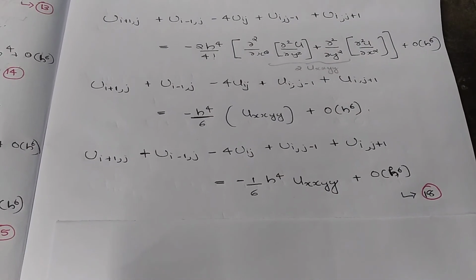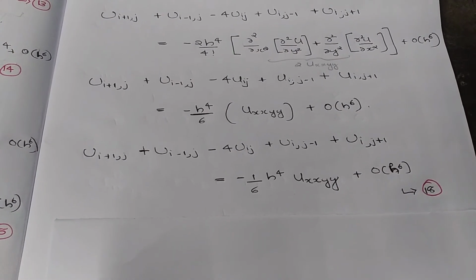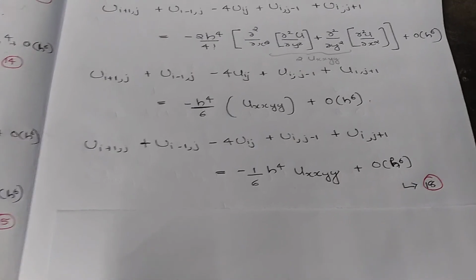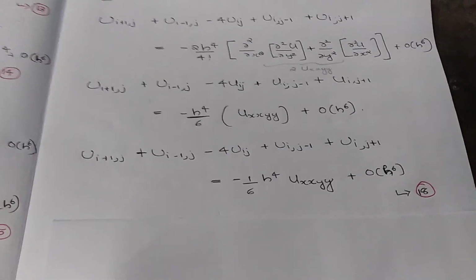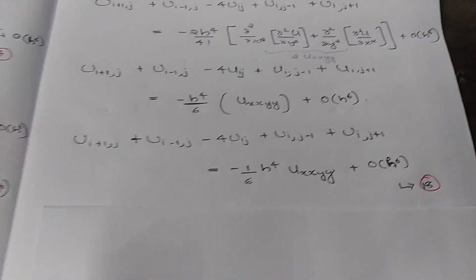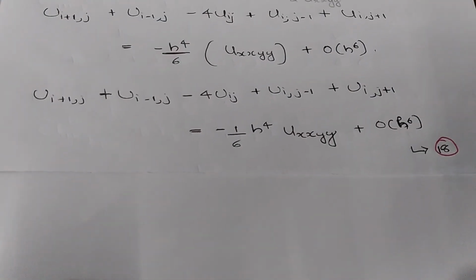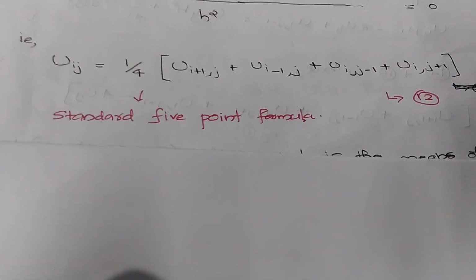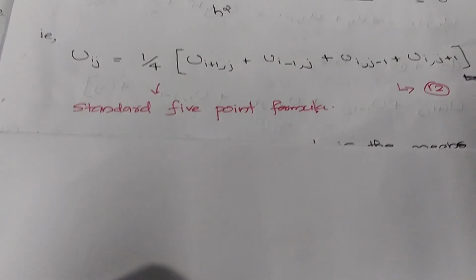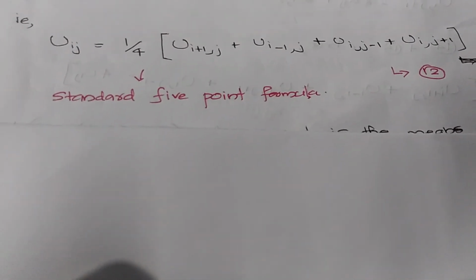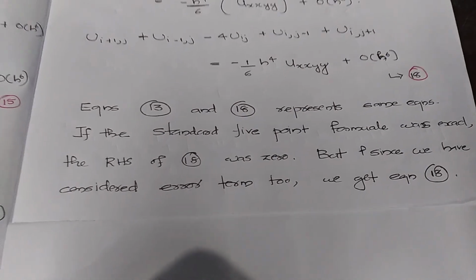So the standard 5-point formula is rewritten with minus 1 by 6 h raised to 4 u_xxyy plus other terms of h raised to 6. We put it as equation number 18. Here we see that equation number 12 and equation number 18 are the same formula. The only difference is that in equation number 12 we do not consider the higher order terms or errors, while in equation number 18 we consider the errors also.